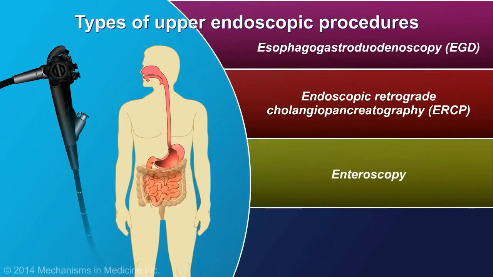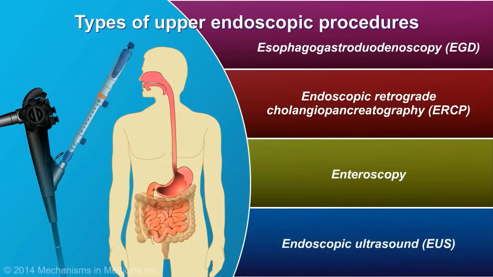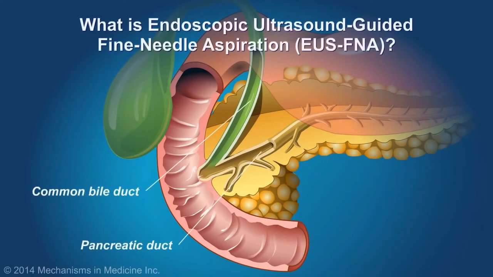Enteroscopy is used to examine deeper into the small bowel and is useful when other imaging techniques have shown an abnormal finding that can't be reached using EGD or colonoscopy. Endoscopic ultrasound, or EUS, combines endoscopy with ultrasound, or echoendoscopy, to obtain detailed images of the digestive tract, including the pancreas and surrounding abdominal organs.